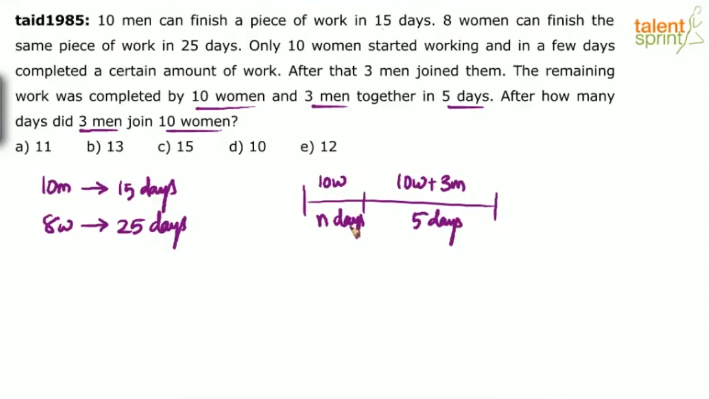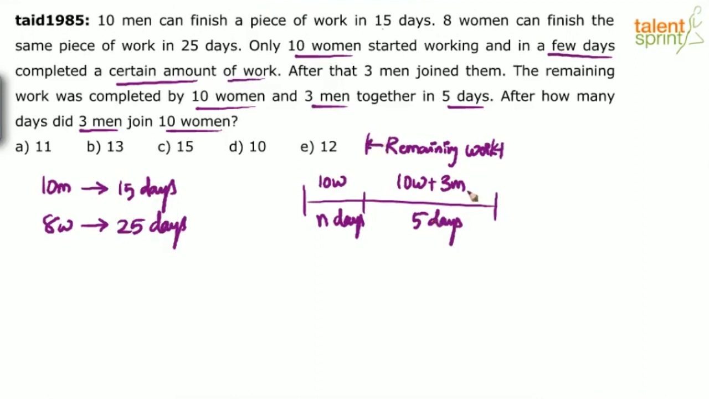Now for that to happen, first of all we should know, usually how much work is completed is given to us. But here that's not given, right? It only says that 10 women started working and in a few days they have completed a certain amount of work. But how much work exactly is not known to us. But what can be exactly determined is the remaining work. This is the remaining work, right?